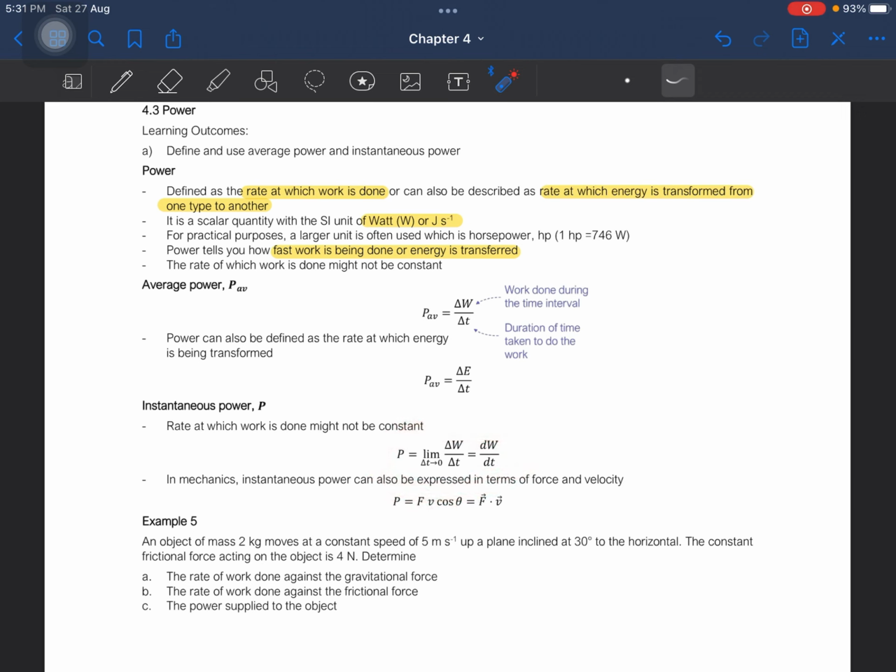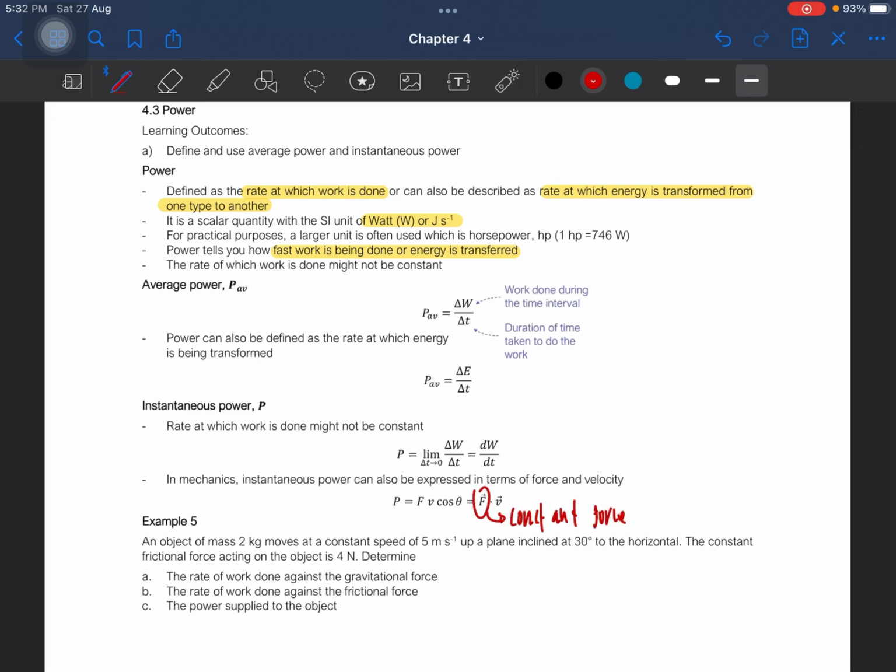In mechanics, instantaneous power can also be expressed in terms of force and velocity. The force here that it talks about is a constant force.